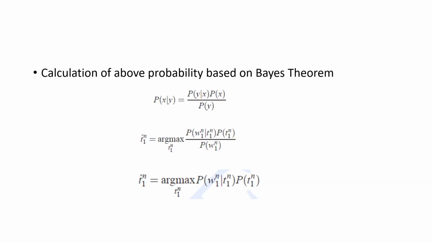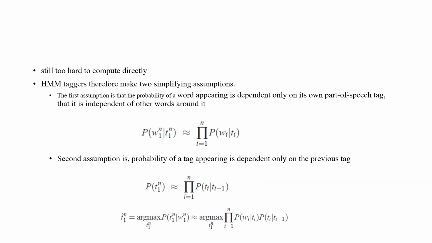Okay, so in the last video, we had looked at how to calculate or find out the tag sequence corresponding to a particular word sequence based on probability. And this is the particular equation which we had talked about. In this equation, we are doing an argmax, that is, you're finding the argument which has the highest value for this.